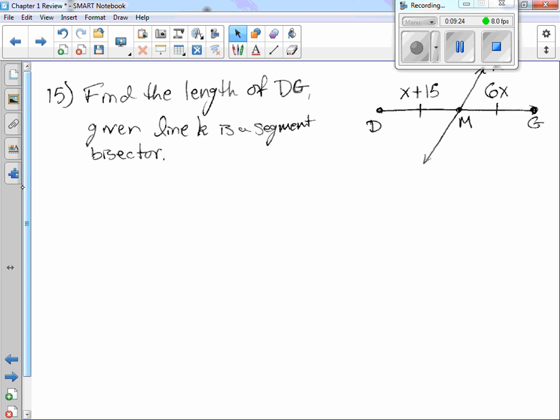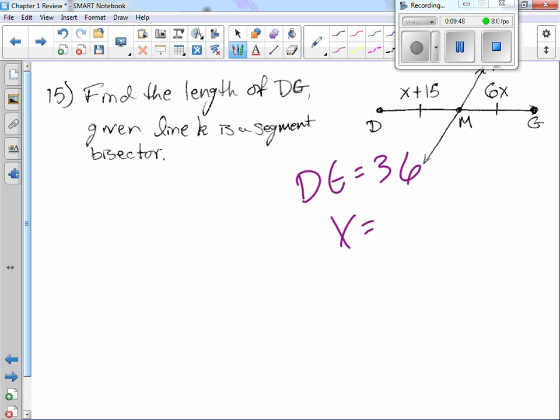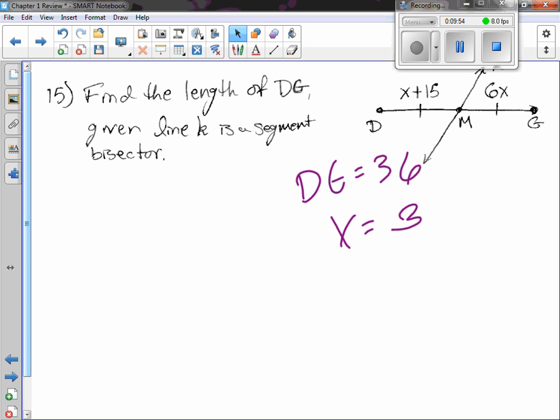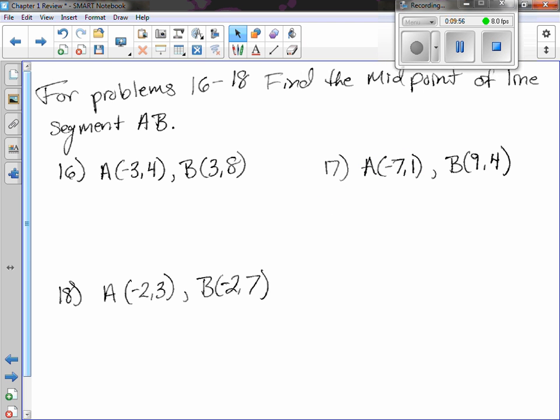So this here is the exact same thing as what we just did on the previous one, because again, a segment bisector cuts it in half. It cuts it in half. Do we need to see this one here? We good with this one here? Yeah. 36. Yep, 36, 18, x is 3. Questions? All right, let's move on.